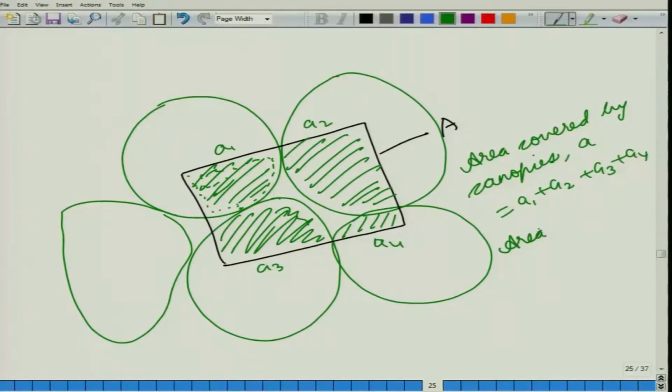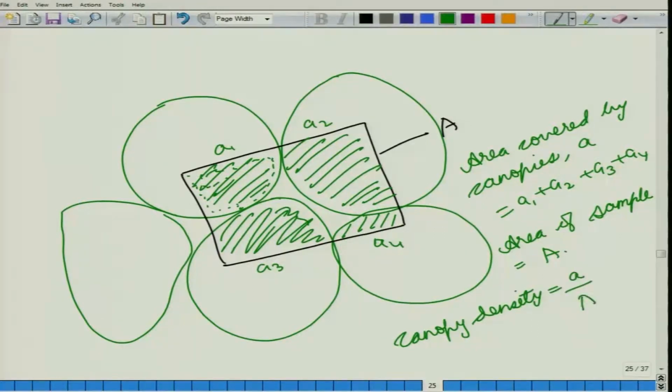The area of the sample, or the sampling area, is capital A. So, your canopy density is given by small a by capital A into 100%.